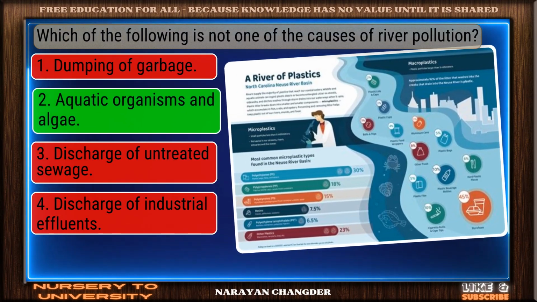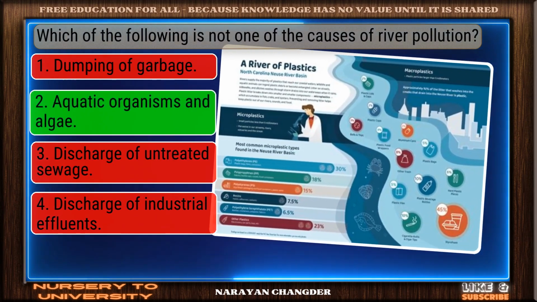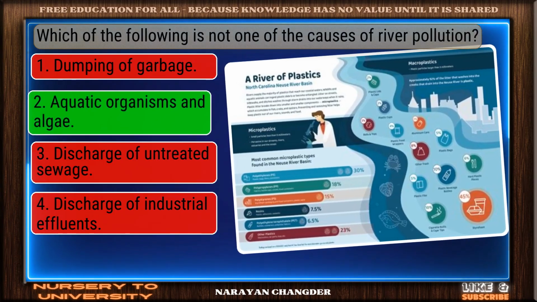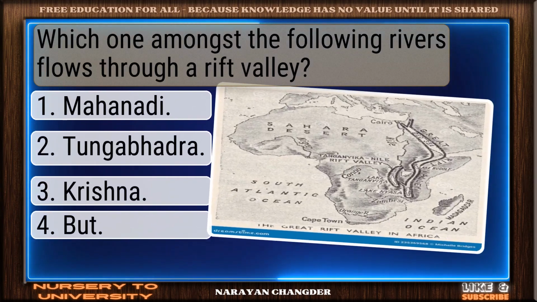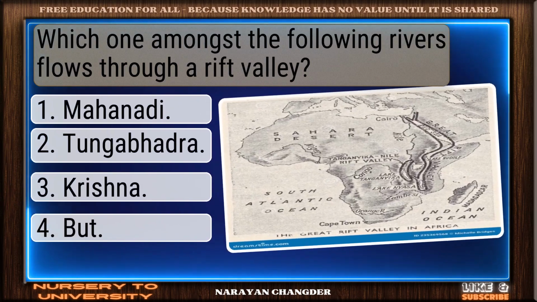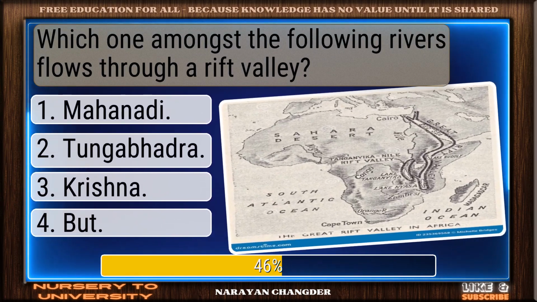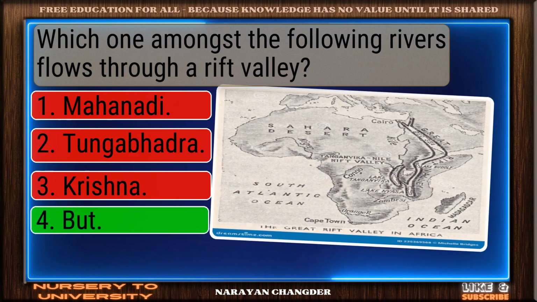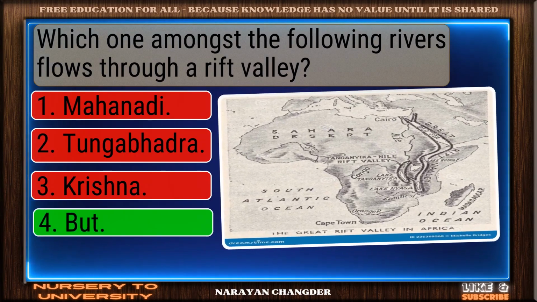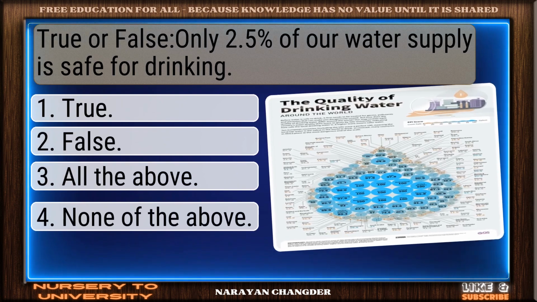You got it. Your choice aquatic organisms and algae is right. Question number 75. Which one amongst the following rivers flows through a rift valley? Correct response. But is the most accurate answer. Question number 76. True or false?